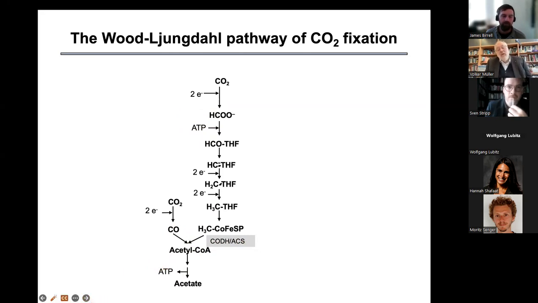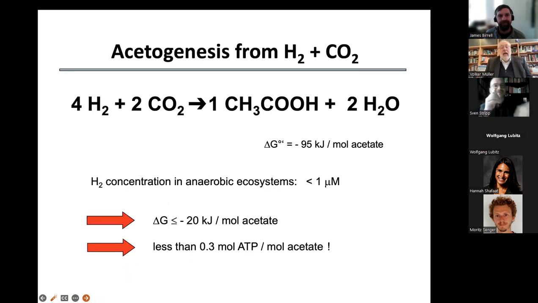However, in order for these bacteria to grow by the conversion of CO2 to acetate, there has to be additional energy conservation. And how that is brought about, the mechanistics of energy conservation, this is what I do actually since my diploma work in the mid-80s. And the energetics of the overall reaction is shown here. The production of acetate from hydrogen and CO2 goes along with a free energy change of only -95 kilojoule per mole of acetate.